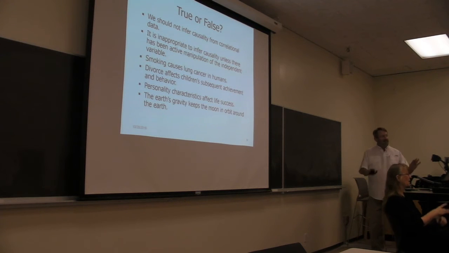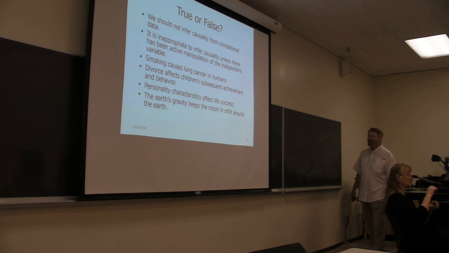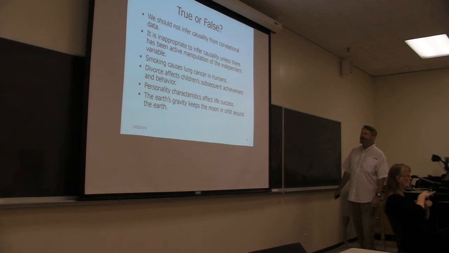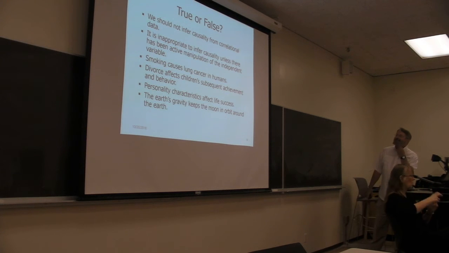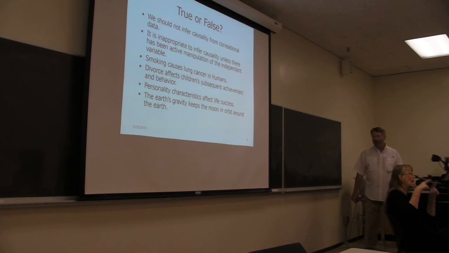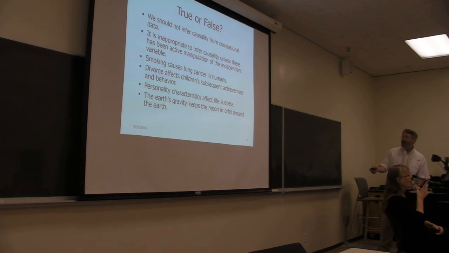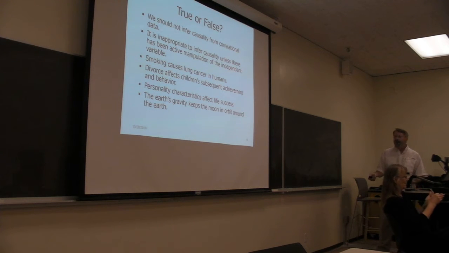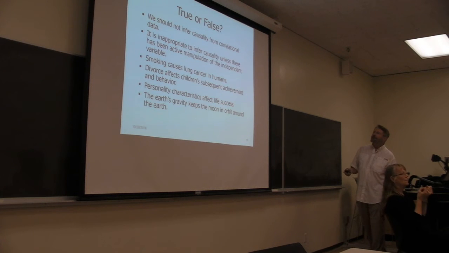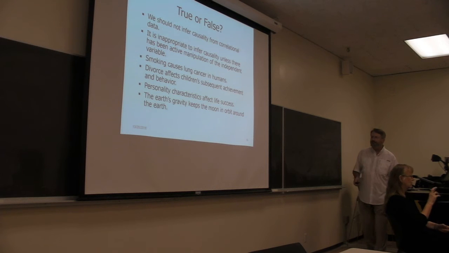The Earth, it's not just social sciences. The Earth's gravity keeps the moon in orbit around the Earth. Well, I'm not aware of any studies where we've randomly assigned a gravity to the Earth to see what happens to the orbit of the moon. My point is simply this. Even though we pay lip service to these statements here often, time and again we do make causal inferences using correlational data.